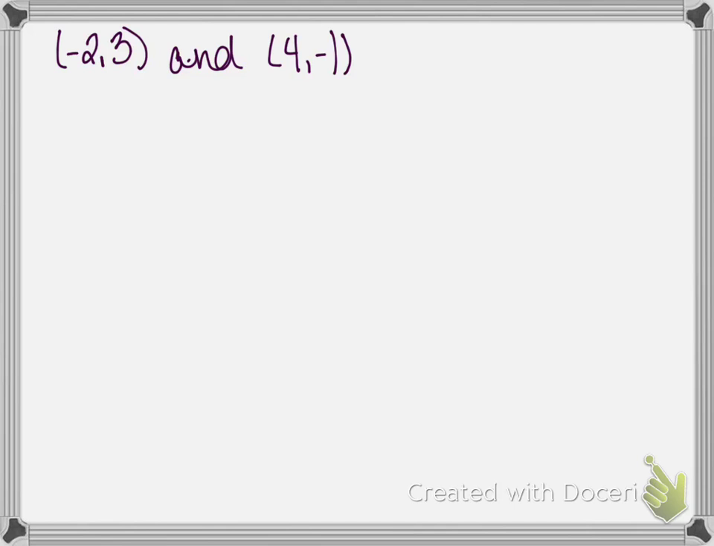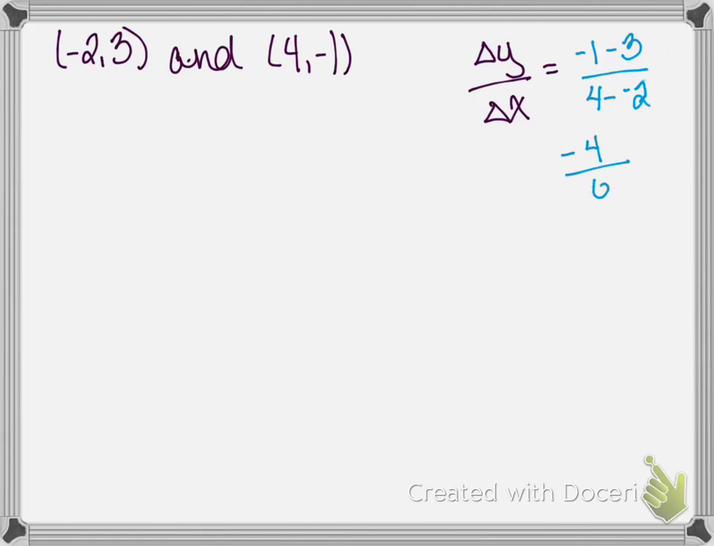Okay, so the first thing that you're going to do is find your slope. I'm going to give you a 30-second head start. You find your slope between negative 2, 3, and 4, negative 1. Okay, did you get negative 4 over positive 6? Good, and that simplifies to? 2 over 3. Good, and don't forget your negative. Caitlin, did you get that too? Oh, yeah, I got that.